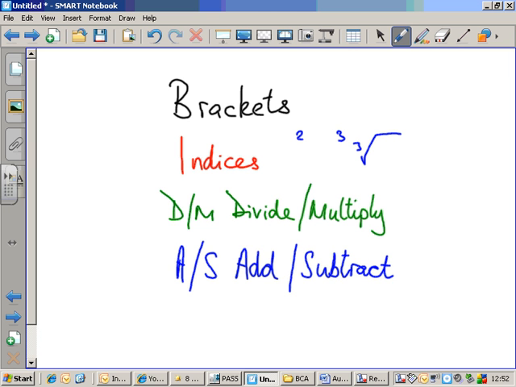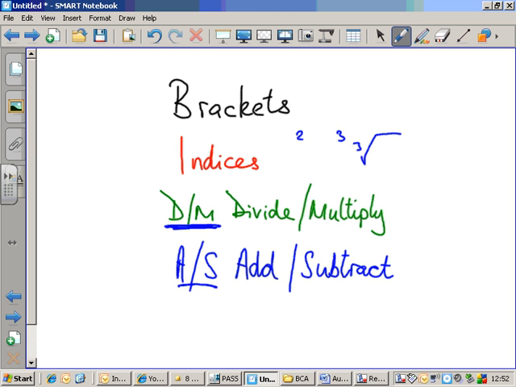The D and the M stand for divide and multiply, and they're deliberately here together because they are equally important. They are less important, or less significant perhaps, or they come after the B and the I, but they come before the A and the S for add and subtract. But if you get a divide and a multiply together in a sum, then you take them as they come. One is not more important than the other. The dividing, even though it comes first here, is not more important than the multiplying.